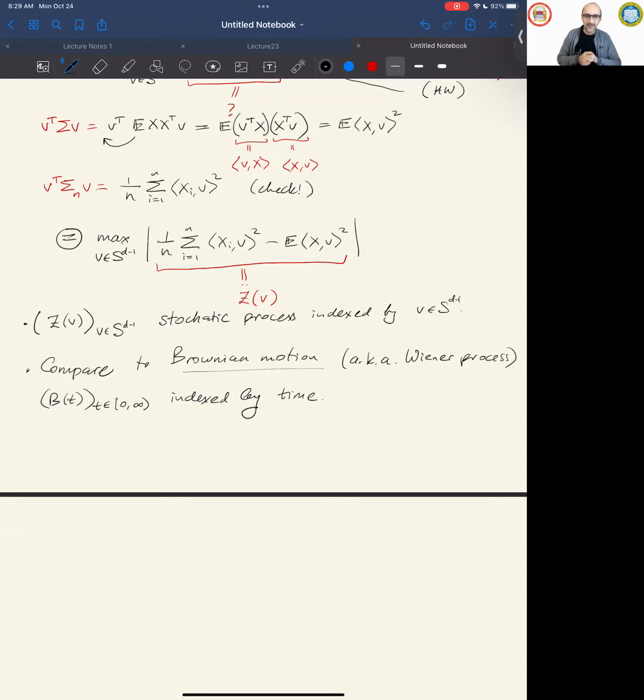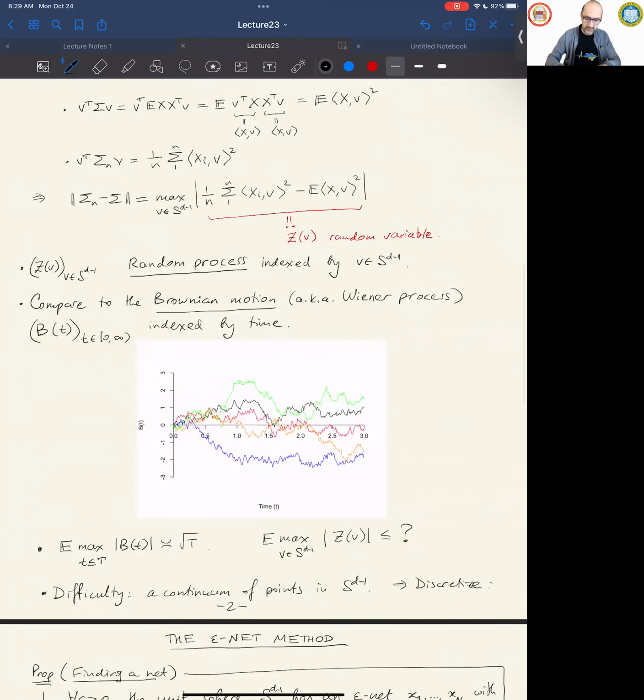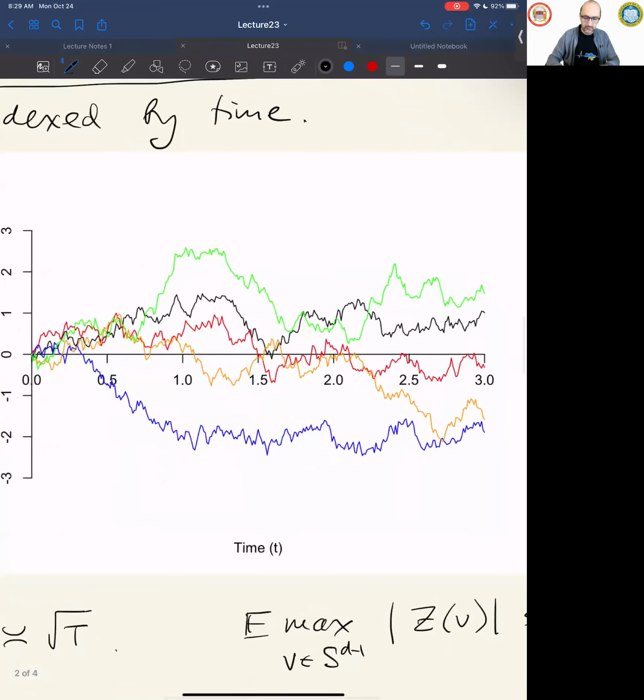It actually exists. This limit exists. And the path of the Brownian motion looks like this. Let me show you this. Someone generated 1, 2, 3, 4, 5 instances of a Brownian motion, 5 independent paths of the Brownian motion.